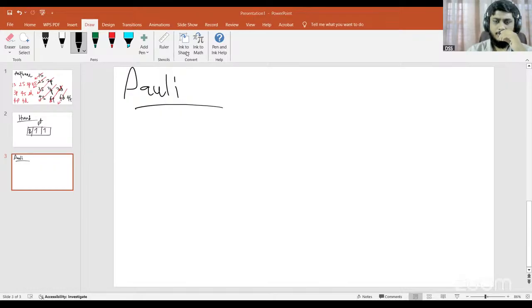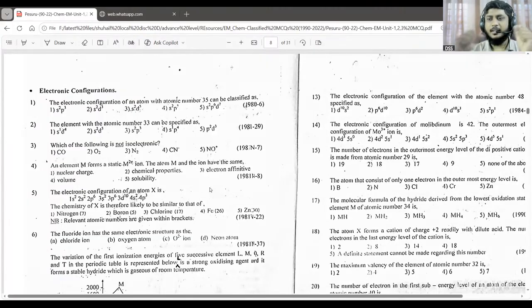So let's go for the past papers again. This is the basic rule for today's discussion. Now, first they have asked the electronic configuration of an atom with atomic number 35. You have to write the electronic configuration in this order.